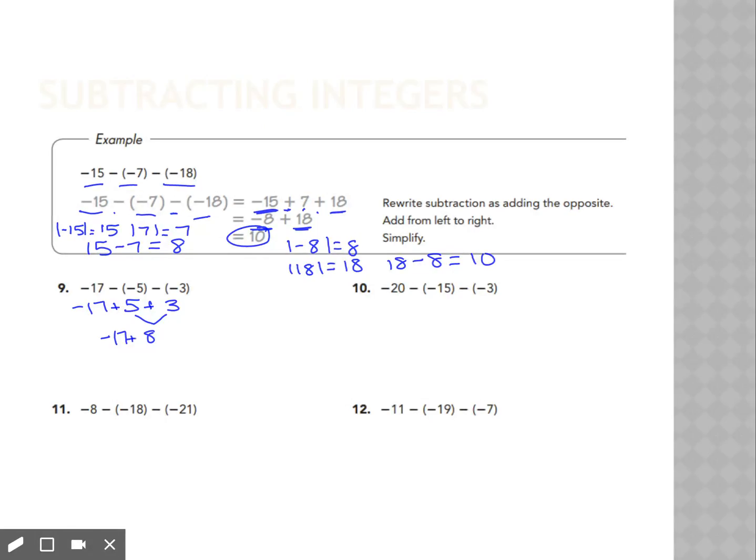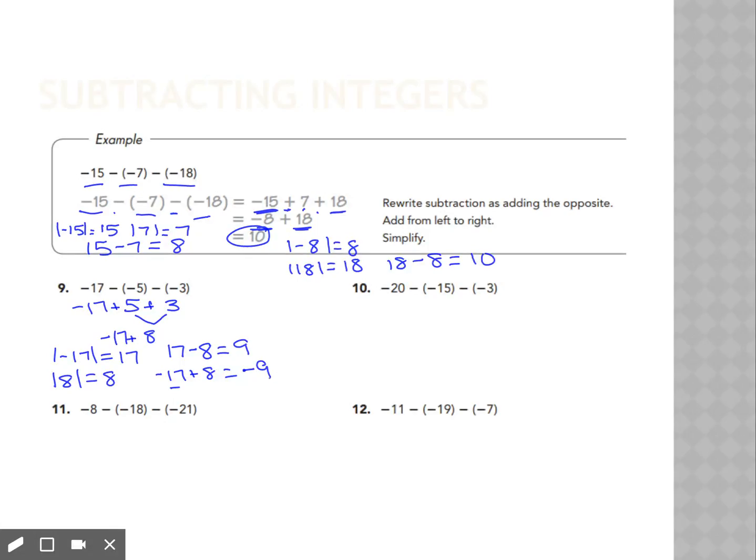So here's where absolute value comes in. Negative 17. The absolute value is 17. The absolute value of 8 is, of course, 8. So 17 minus 8 equals 9. Because our original question was negative 17 plus 8, 17 is negative and higher value, so your answer is negative 9.